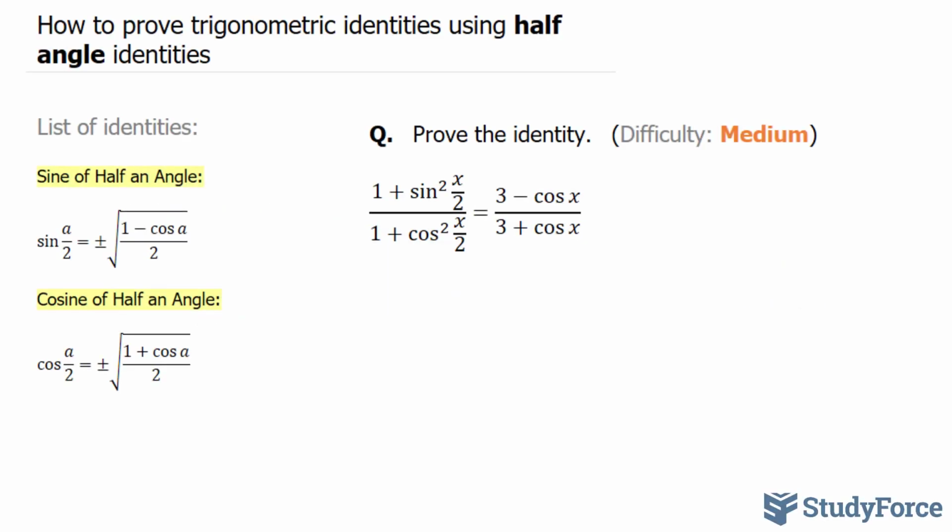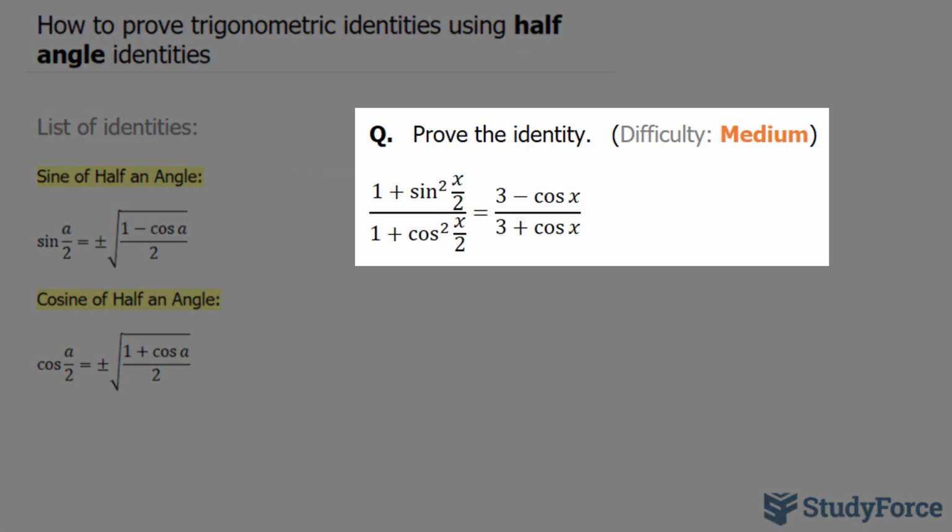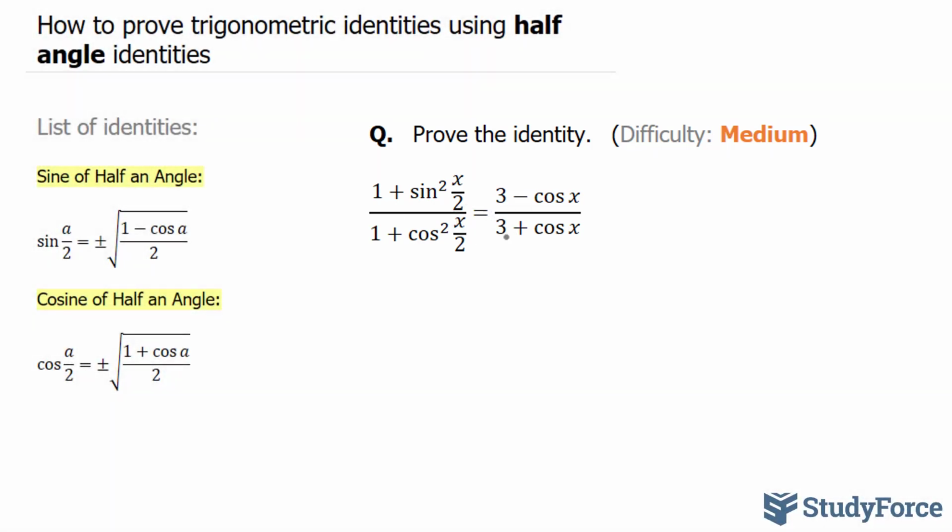In this video, I'll show you how to prove trigonometric identities using half-angle identities. The question reads, prove the identity shown below. I have a list of useful identities to the left, so we might use them. And in fact, we'll start to use them here, where we have sine squared x over 2.